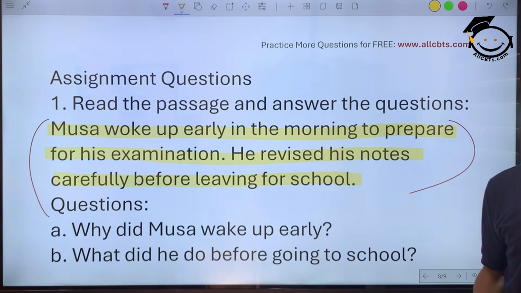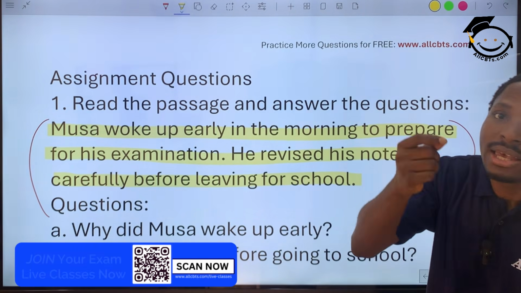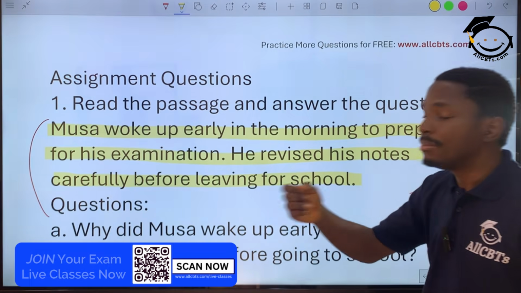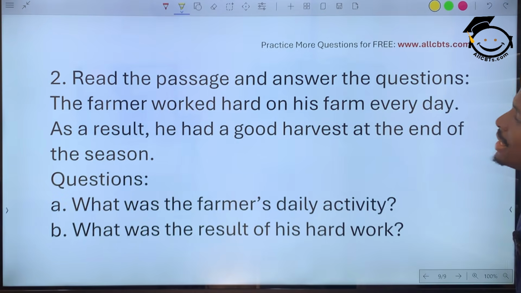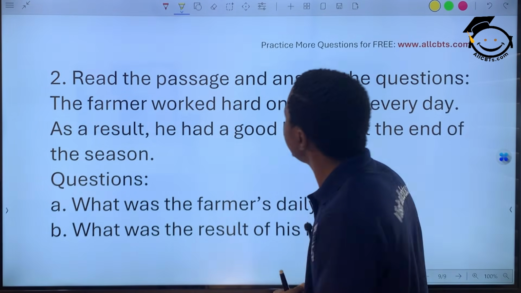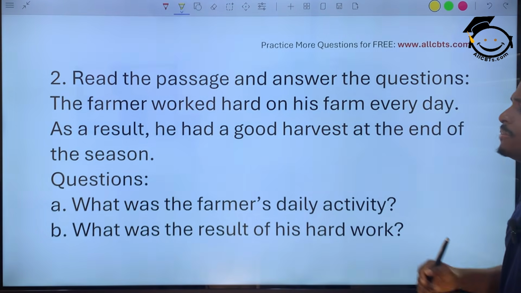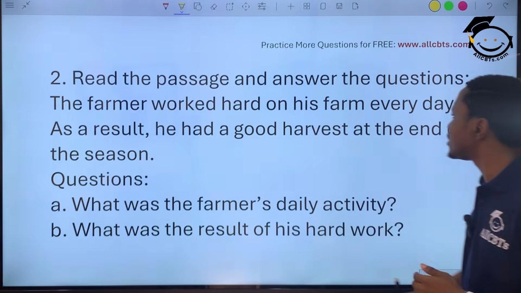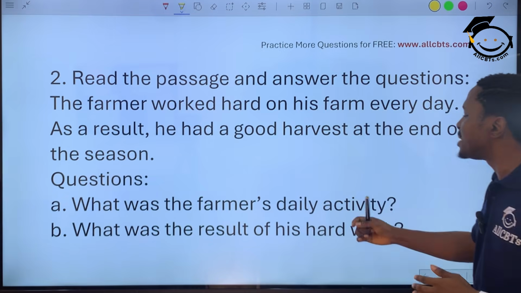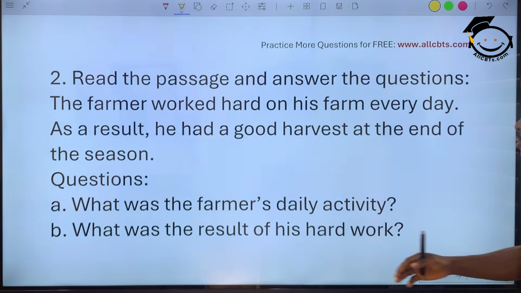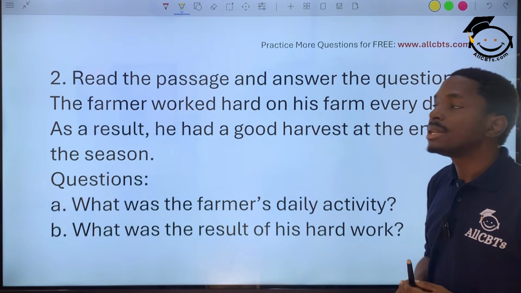Supply the answer in the comment section. To make it easier for you, you don't need to state the question again. Just say A, and then you give your own answer. B, you give your answer. Then, our last one, passage 2. Read the passage and answer the questions. The farmer worked hard on his farm every day. As a result, he had a good harvest at the end of the season. Questions: what was the farmer's daily activity? What was the result of his hard work? Give me this as well in the comment section.